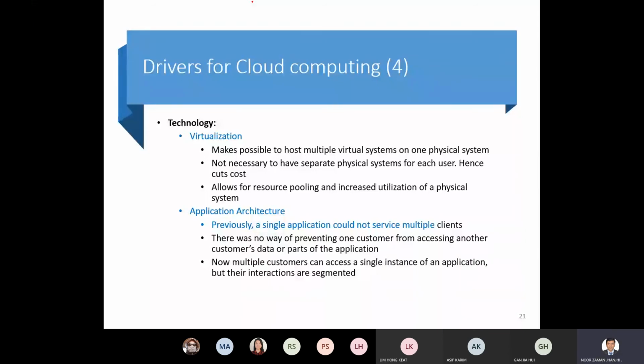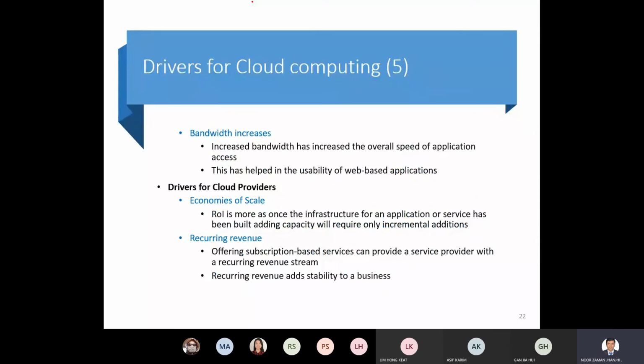At the same time, there are still a few things which are not helping people or organizations to go there. That's what we will discuss after this slide as well. So bandwidth increase, then drivers for the cloud providers: the economies of scale, recurring revenue, and so many things. These all are the positive edges.